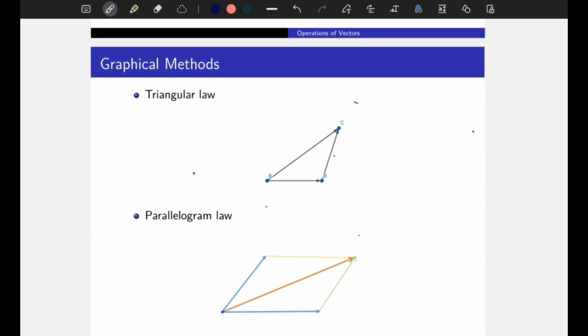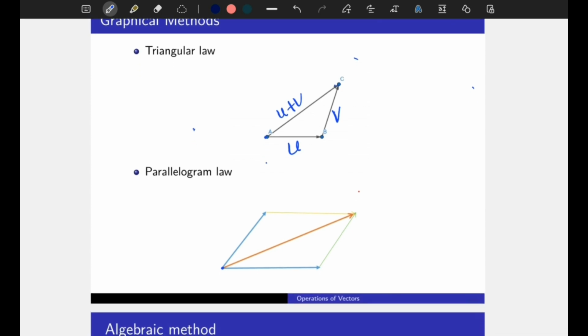We use the triangular law when the vectors are arranged head to tail. That is, if the head of the first vector is the tail of the second vector, then the resultant vector goes from the tail of the first vector to the head of the second vector, which is u plus v. And we use the parallelogram law when the vectors are arranged tail to tail.